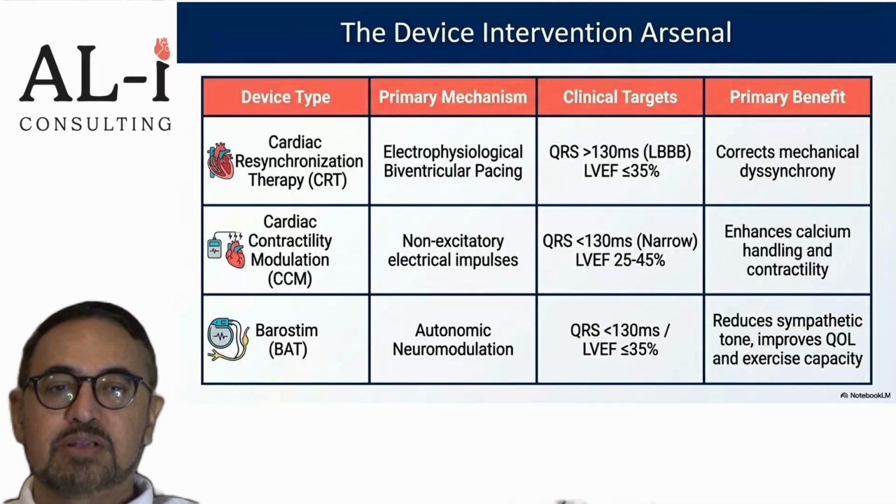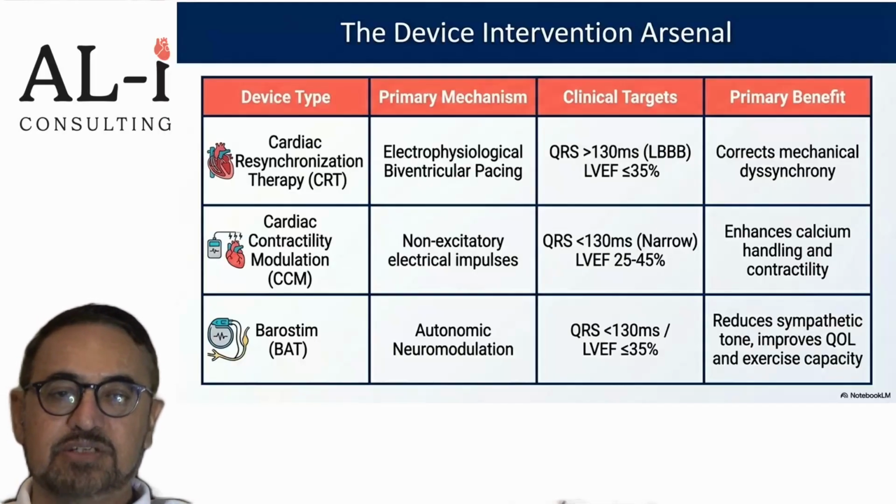Cardiac contractility modulation, or CCM, is different. It is designed for patients with narrow QRS who are still symptomatic and often have EF in the roughly 25 to 45% range. Rather than resynchronizing contraction, it enhances calcium handling and myocardial performance.